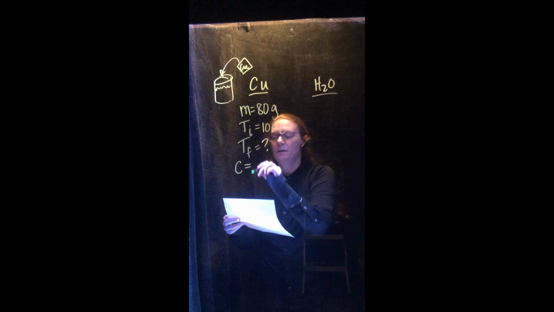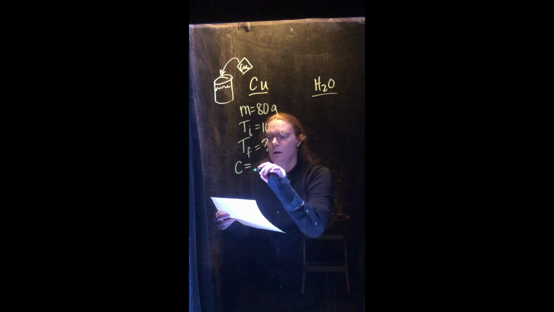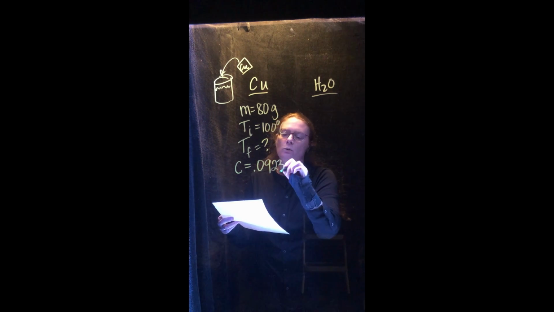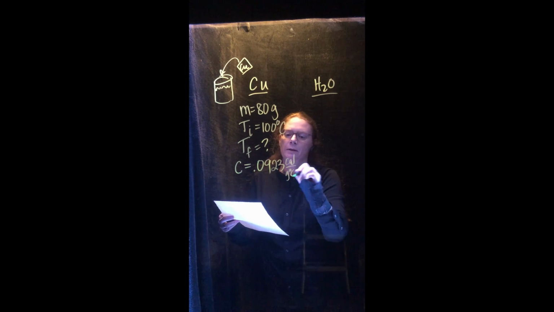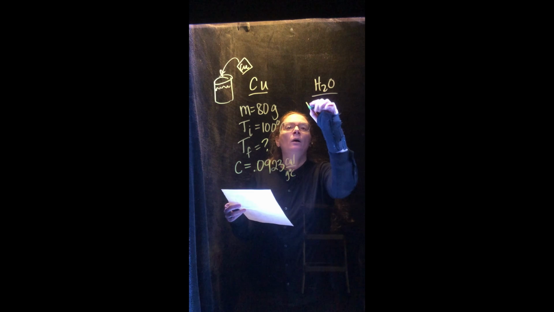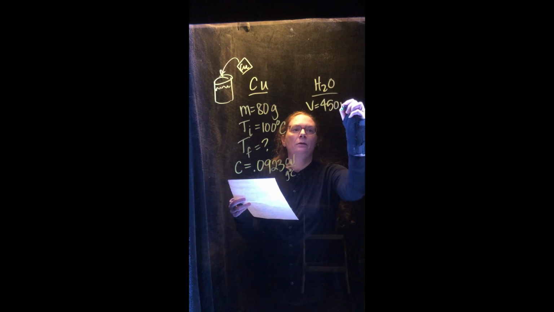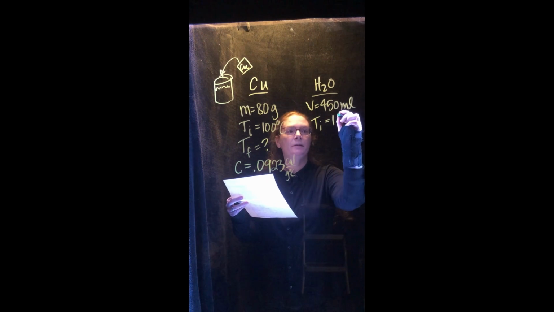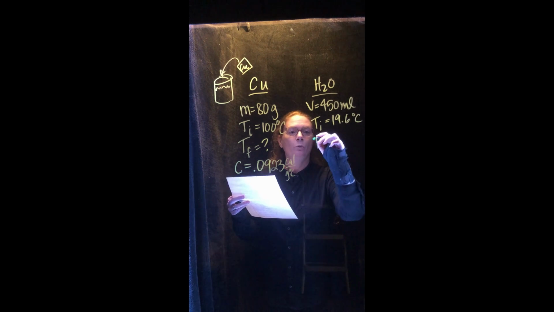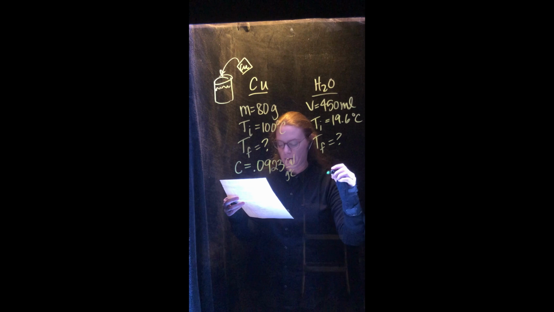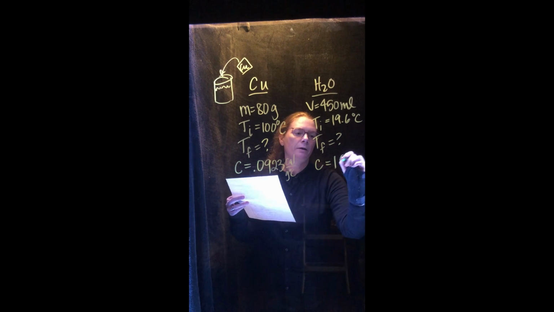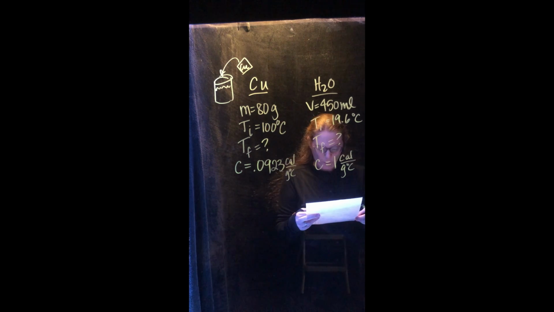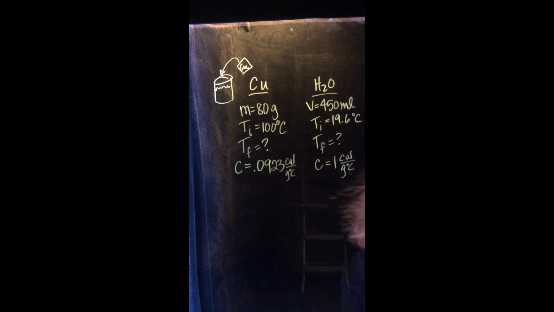If you look up the specific heat of copper in calories per gram degree C, you get 0.0923 cal per gram degree C. Okay, so water, we had 450 milliliters of water at 19.6 degrees C. We don't know the final temp, that's what we're looking for, and the specific heat of water is a nice 1. We want to know what the final temperature is.